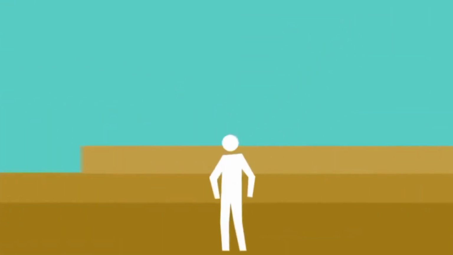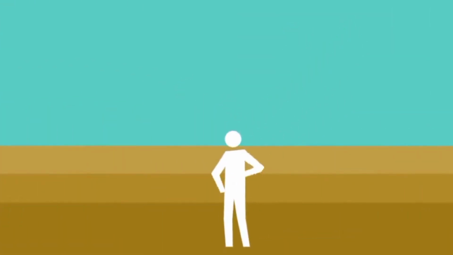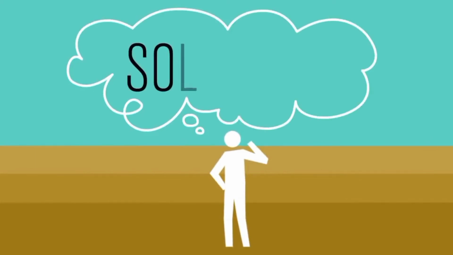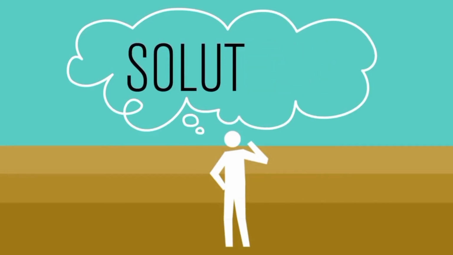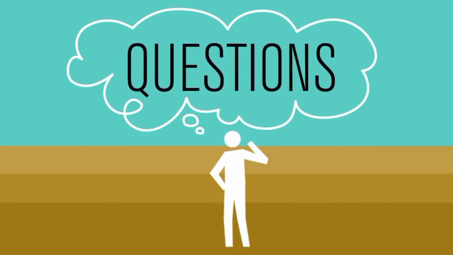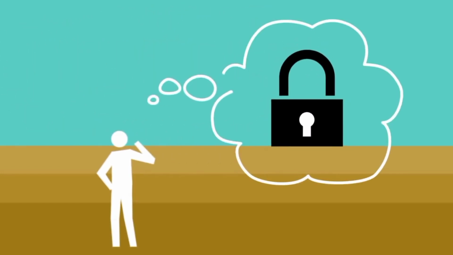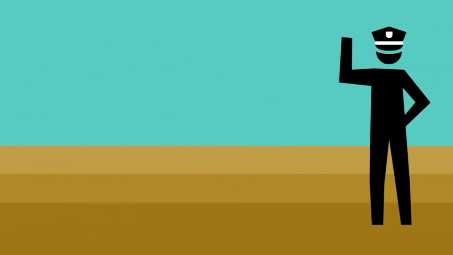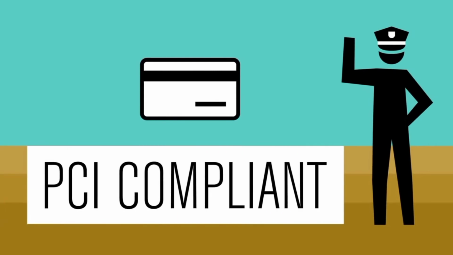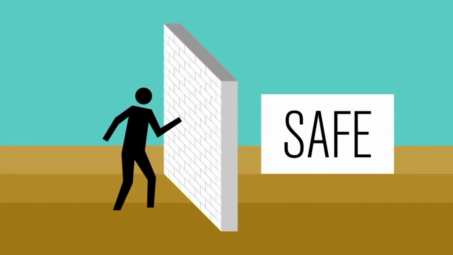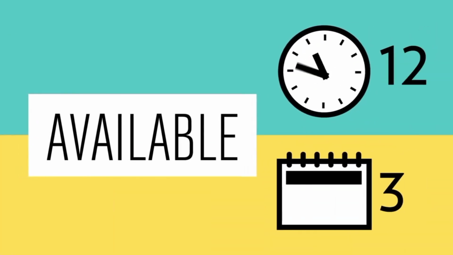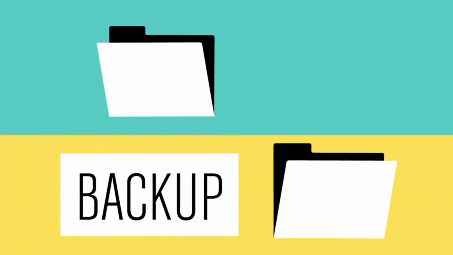Before you decide on the best online payment system for your business, make sure the solution you choose provides solid answers to the following questions. First, is it secure? Search for a payment solution that's PCI compliant, has a trusted name, and is safe, with systems that have never been breached. Second, is it reliable? Look for a solution that's always available with backup systems in place. And finally, is it easy to use?